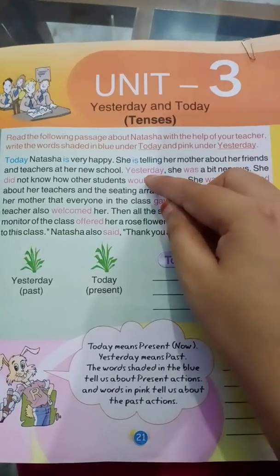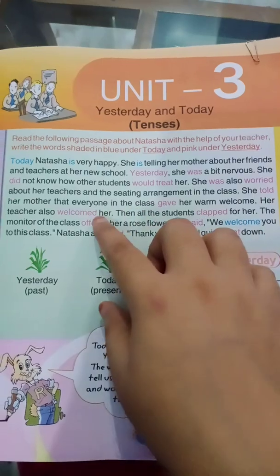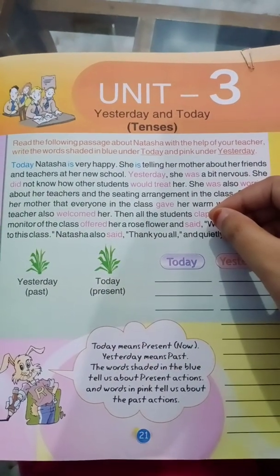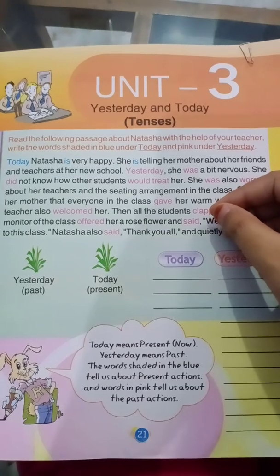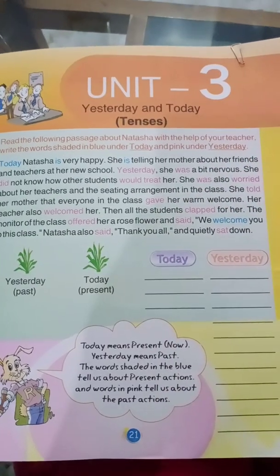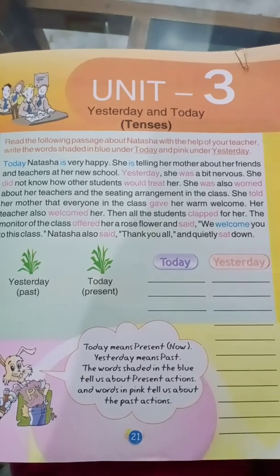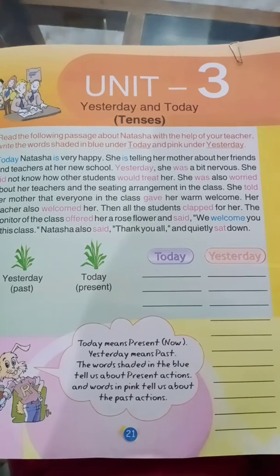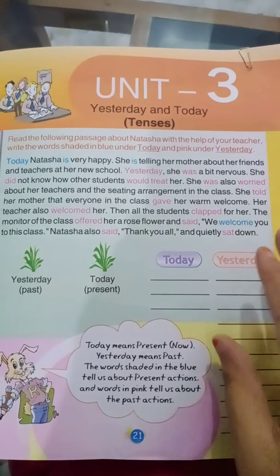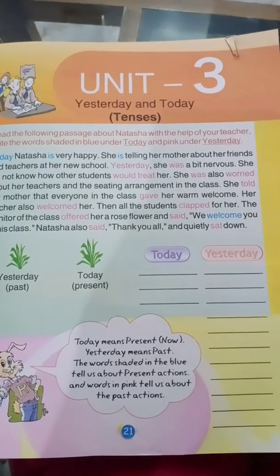And the words which are colored in pink, was, yesterday, gave, welcomed, offered, these show past action. Past means which has been completed, which has been done. So today we will write some words which we use as today's words and the words which we use as yesterday words. So students, firstly take out your English second copy and write today's date.